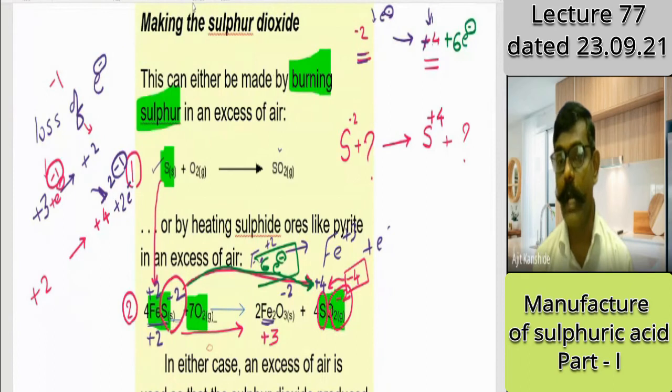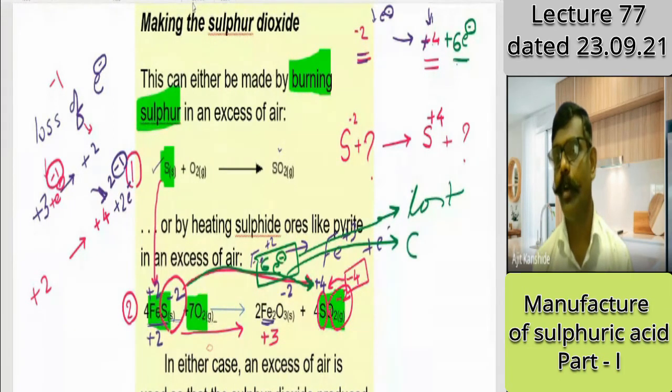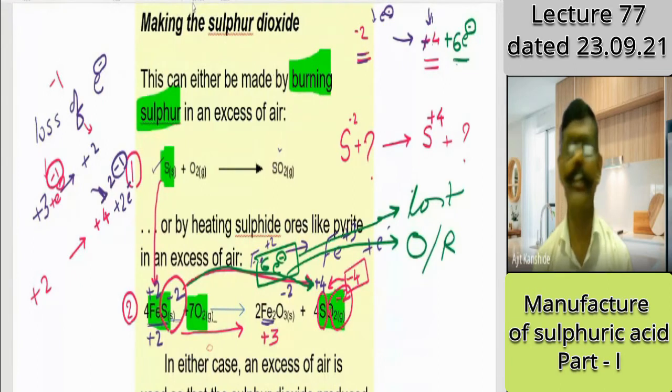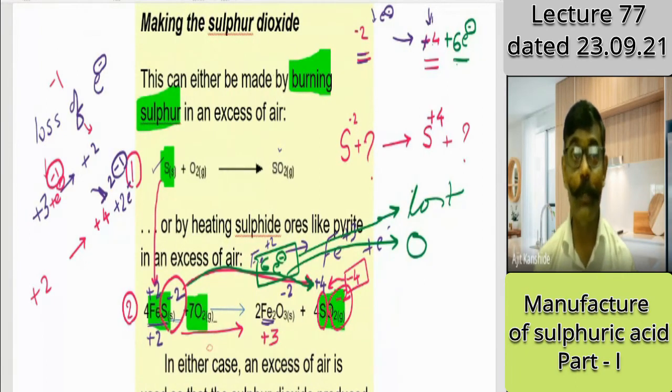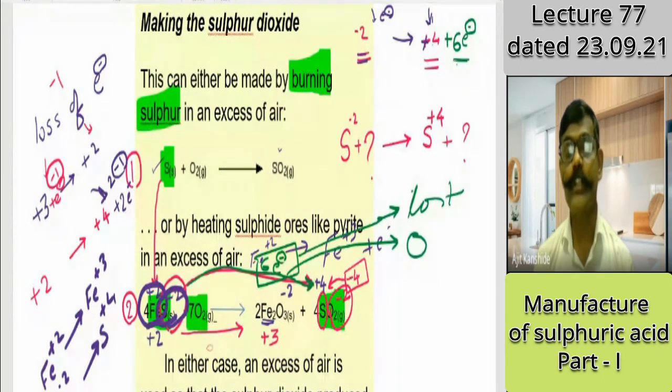Now answer my question. These 6 electrons are lost or gained? See here, it is the product side. Electrons come out. Electrons coming out means lost. Okay, these electrons are lost. Then this process is called oxidation or reduction? Absolutely, oxidation. So what I discussed now, this Fe plus 2 and S minus 2 both are undergoing oxidation. Fe plus 2 converts to Fe plus 3 and S minus 2 gets converted to S plus 4. So here 2 oxidation processes are there.